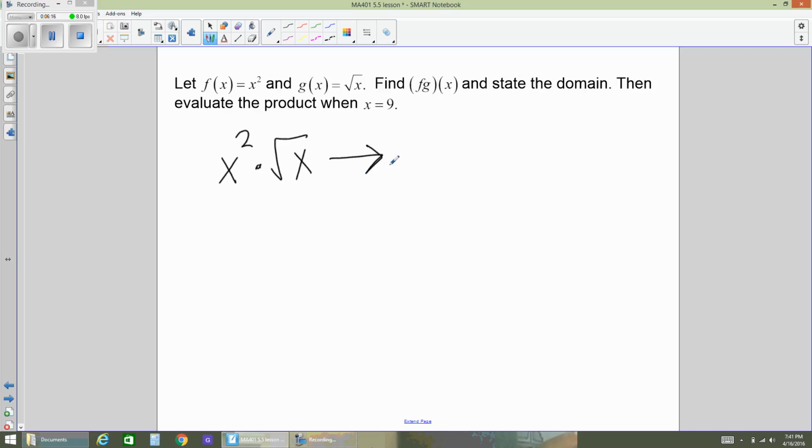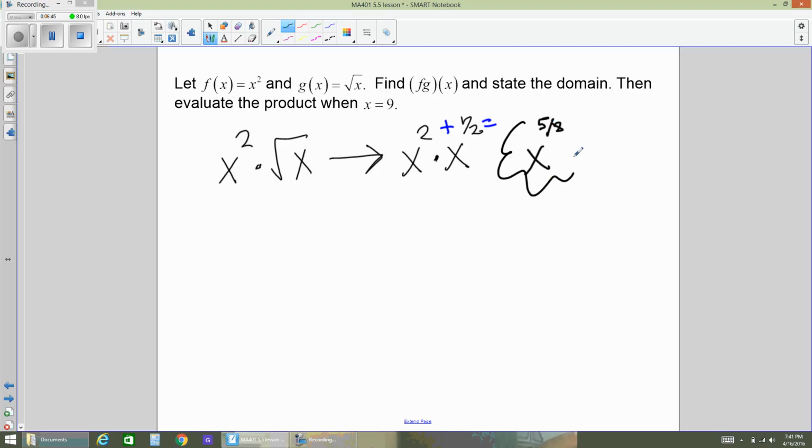Now, you guys all remember that that's radical form, but I can write it in exponential form by saying 1/2. Then you should also remember that means you add. So I have x to the 5/2 because 2 plus 1/2 is 5/2.